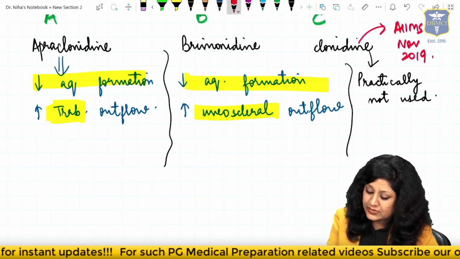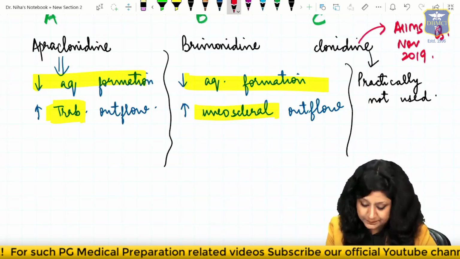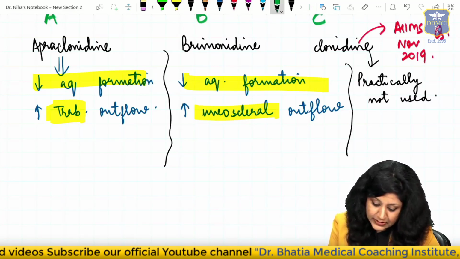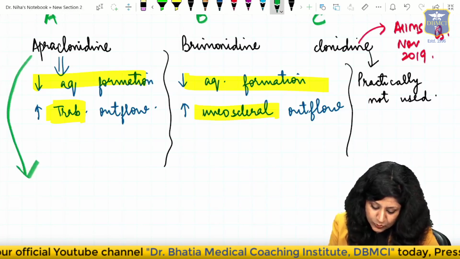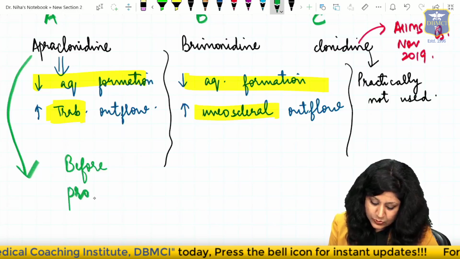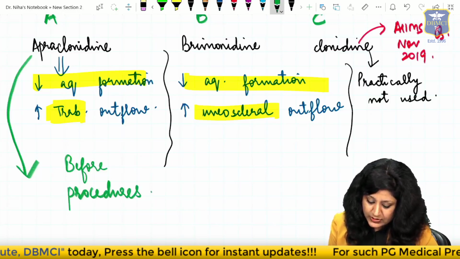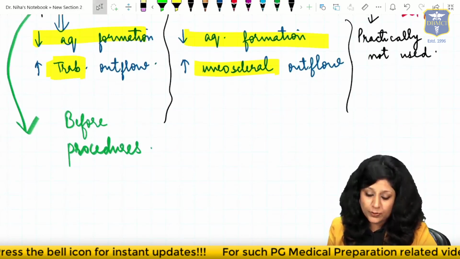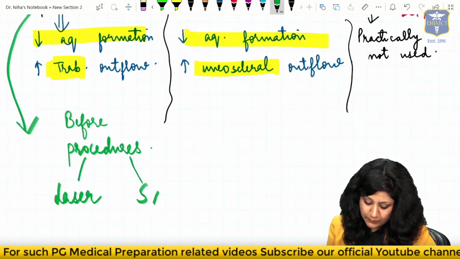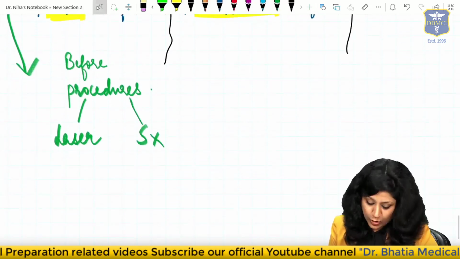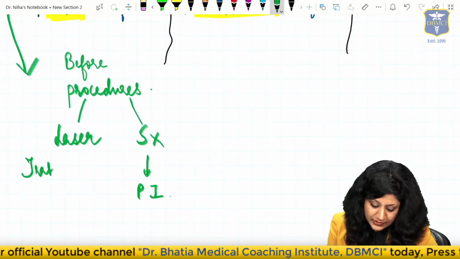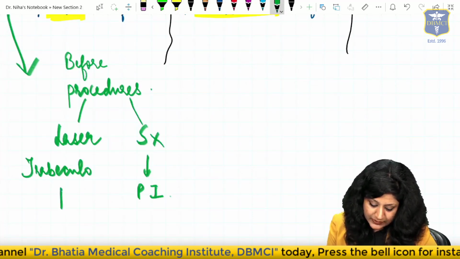So you should know that this is actually an anti-glaucoma drug. Okay. Now what are the uses? If you see this apraclonidine, this is used before the procedures. Basically it is used before the procedures in order to prevent the raised IOP. Like I can use it before the laser, or I can use it even before the surgeries that we are doing for glaucoma, like the peripheral iridectomy, or the laser like the laser trabeculoplasty.